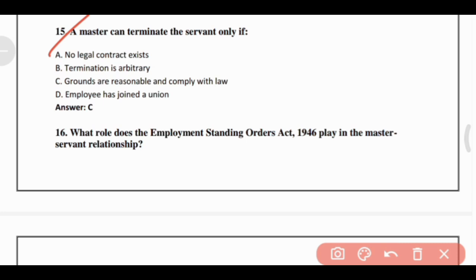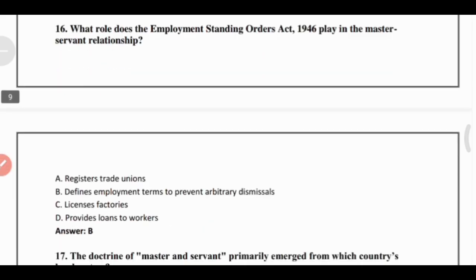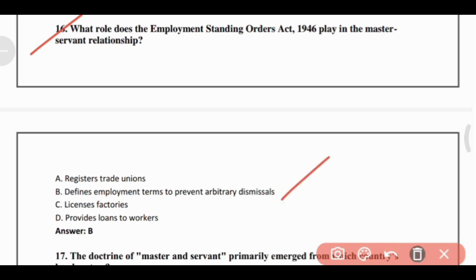A master can terminate the servant only if option C, grounds are reasonable and comply with law. What role does the Industrial Employment Standing Orders Act 1946 play in the master servant relationship? Option B, defines employment terms to prevent arbitrary dismissals.